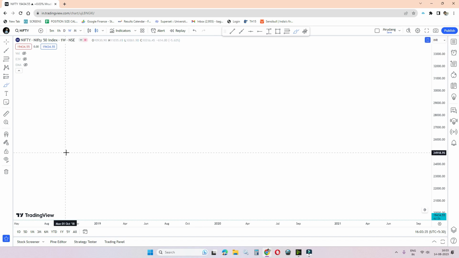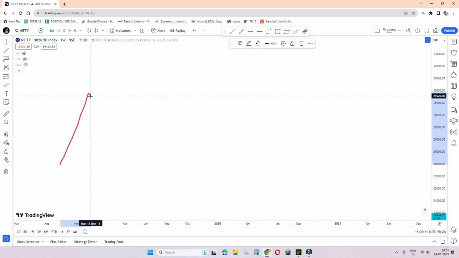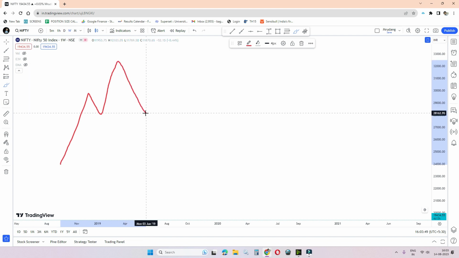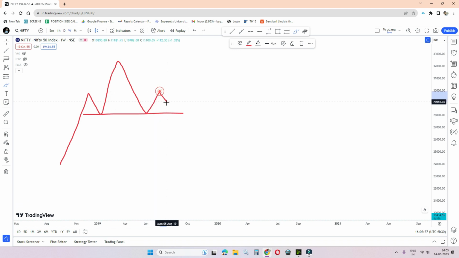Another pattern is the head and shoulder pattern. Stock is trending up, it makes a pullback, again it makes a new high. Normal structure of the market. Then it pulls back, but it pulls back to the previous level. Then it tries to make a new high, but it fails to make a new high and pulls back to the previous level. We call this pattern the head and shoulder pattern. This one is the left shoulder, this one is the head, and this one is the right shoulder.